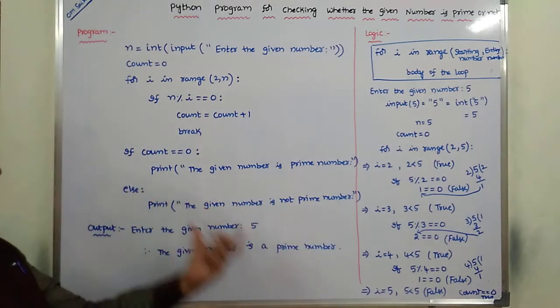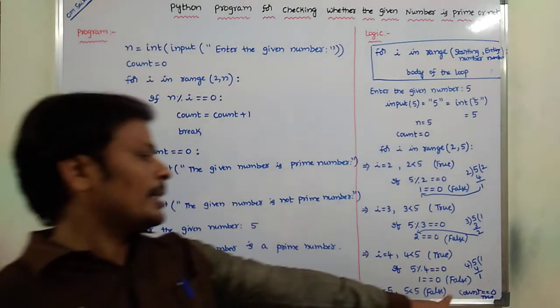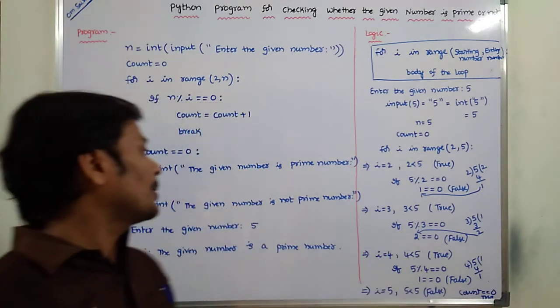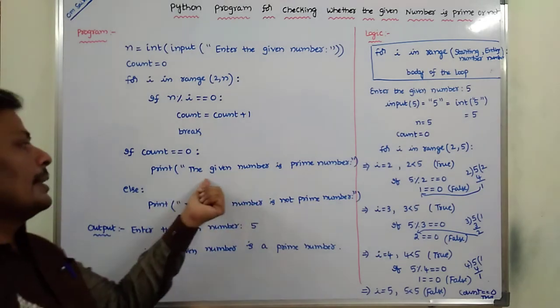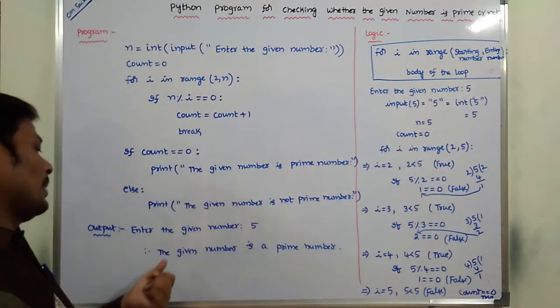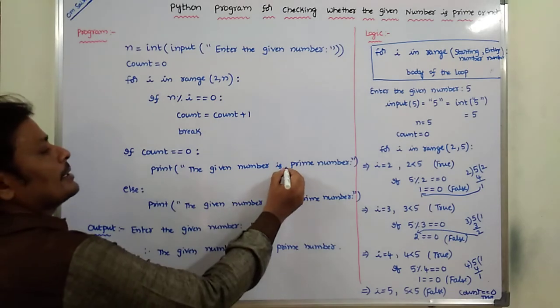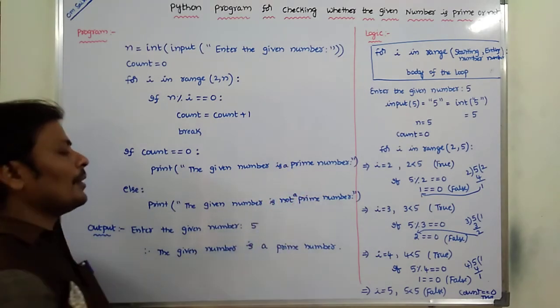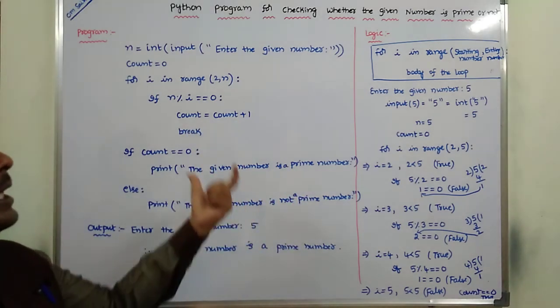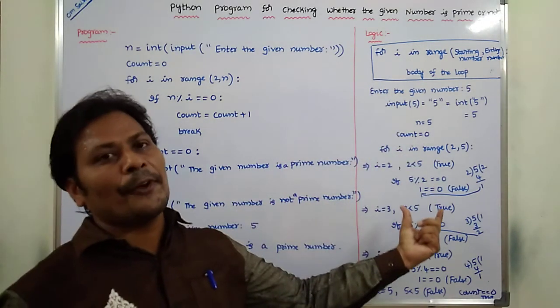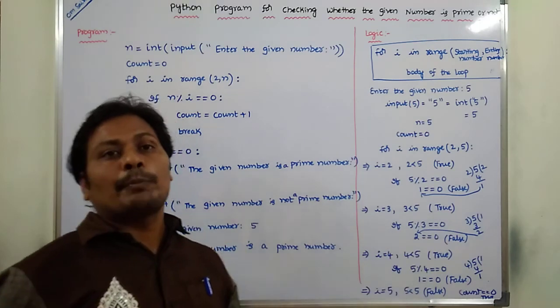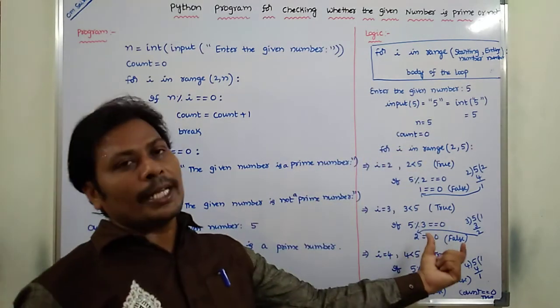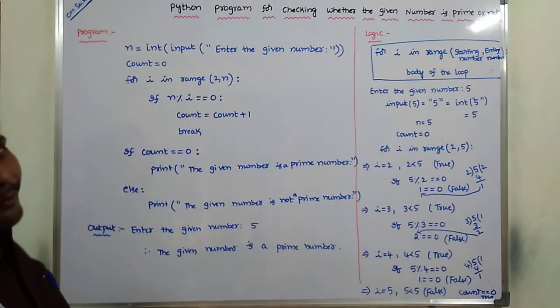So this is the prime number program. Count is equal to 0, condition true. If the condition is true, the statements within the if block, that is, the given number is a prime number. Here the given number is a prime number. So this is the program. In this way, this is the explanation of the logic. One output is the given number is not a prime number. Another output is the given number is a prime number.